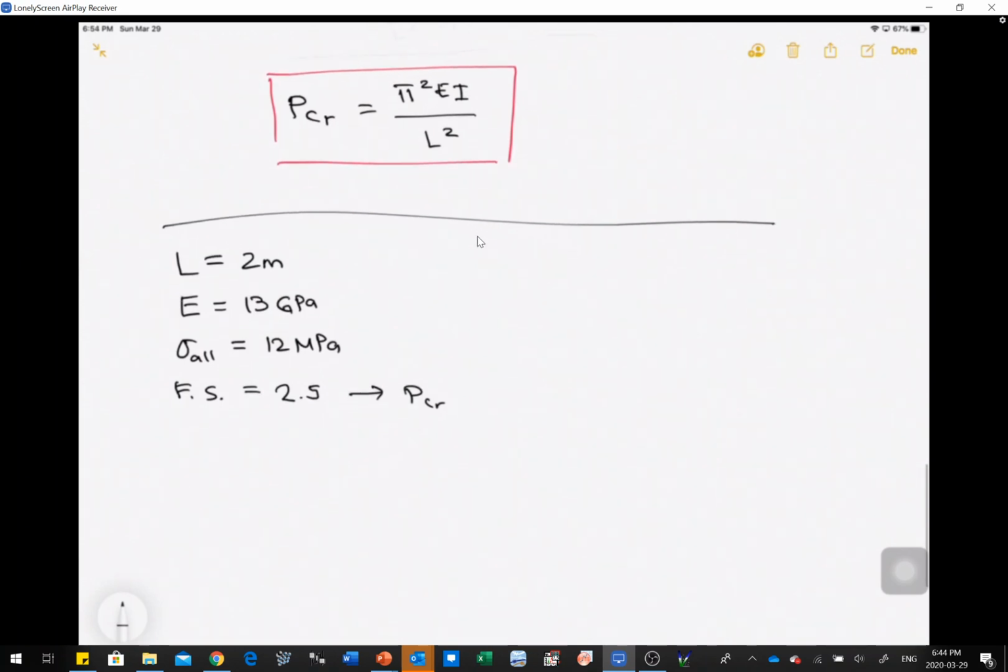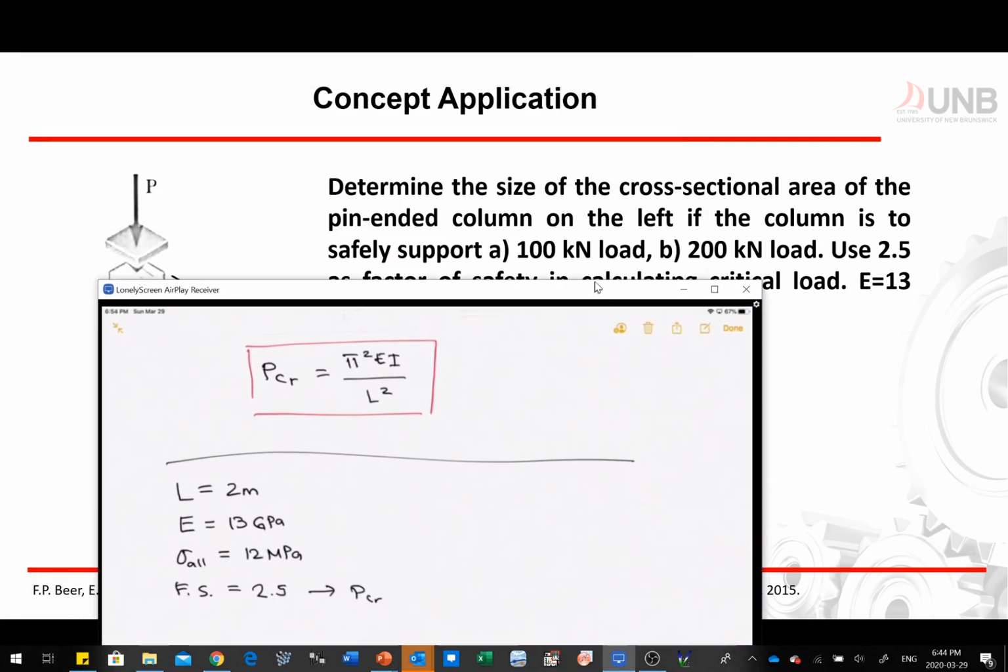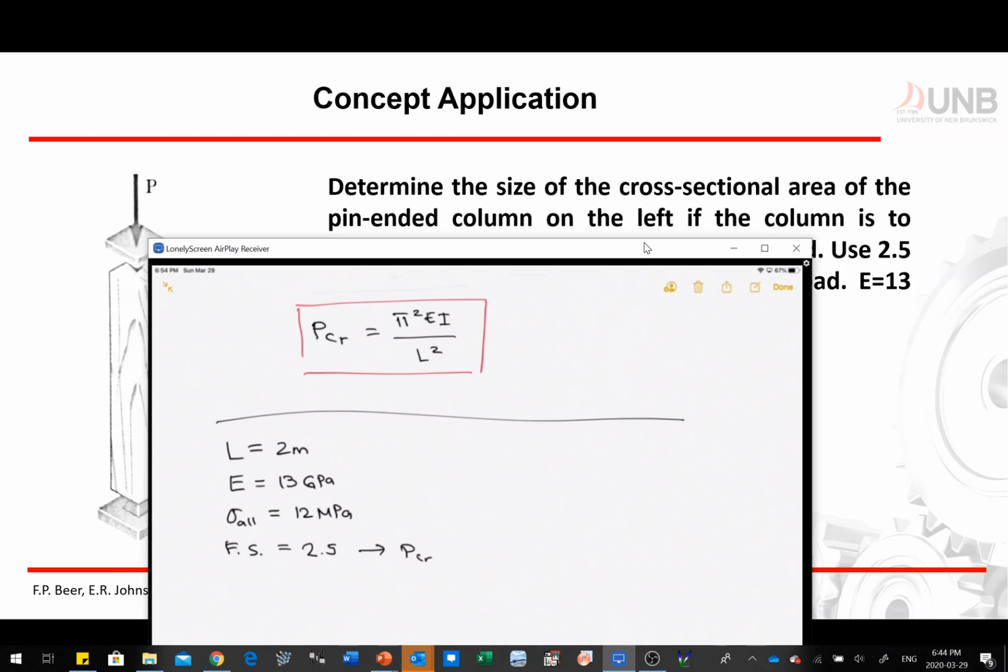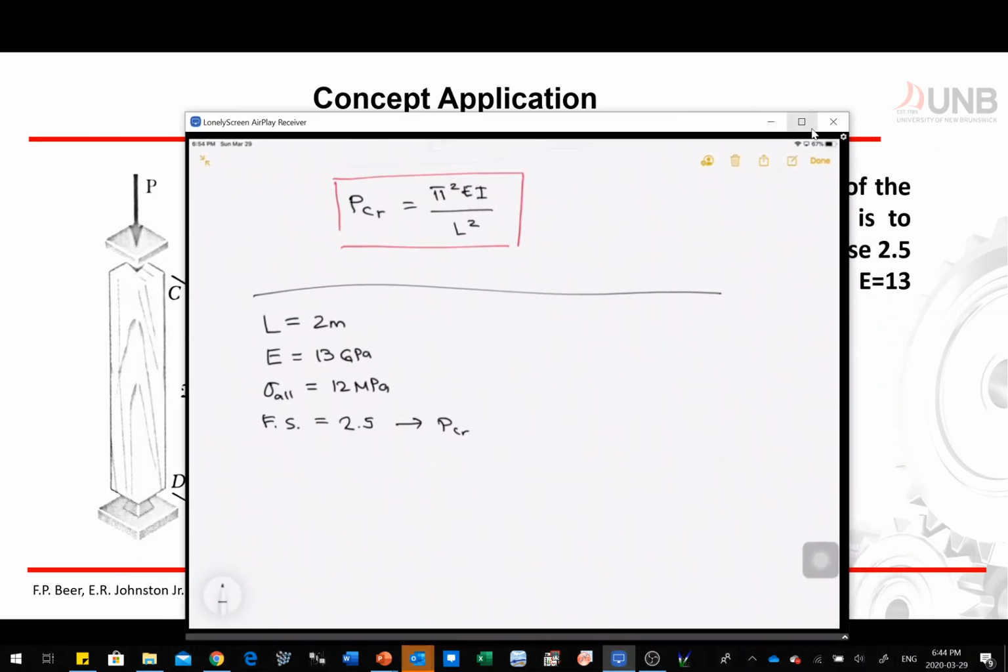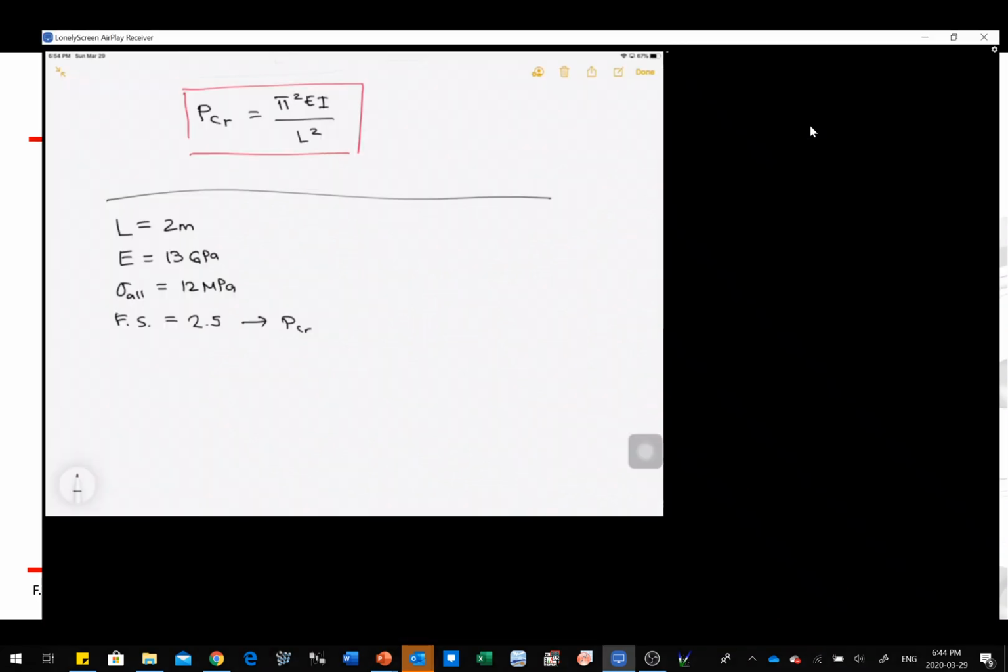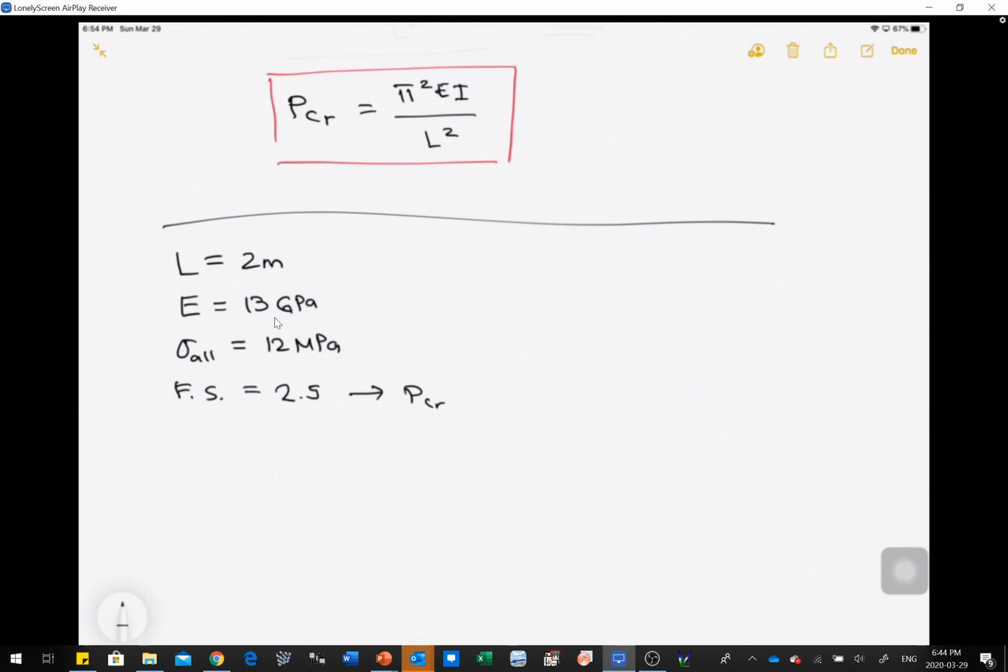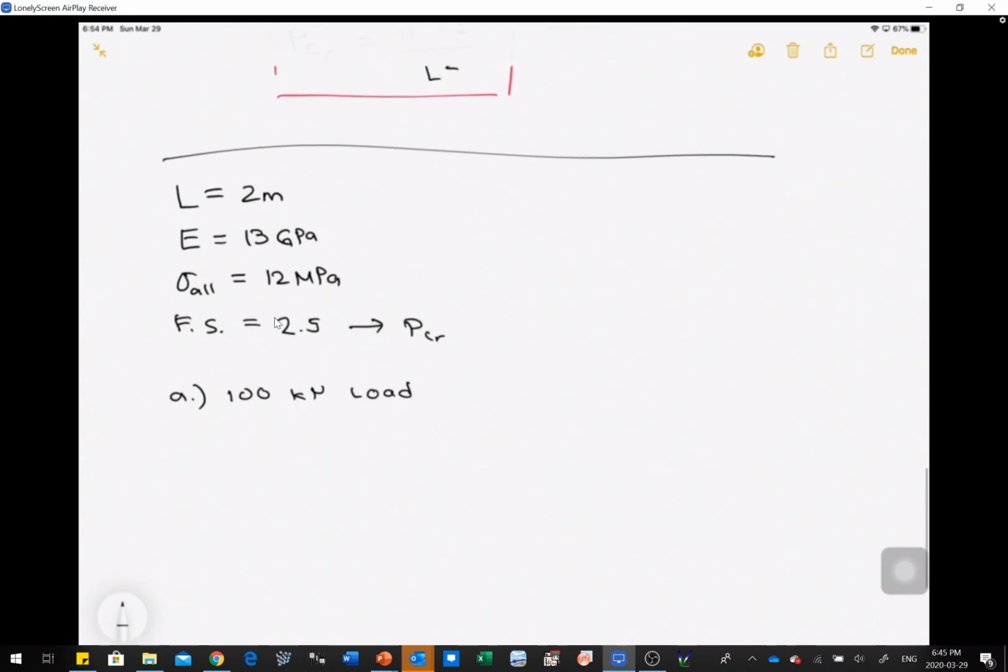Now, if we go back to the question, determine the size of the cross-sectional area of the pin-ended column on the left. So our objective is to determine a dimension of that specific column. Now we have those equations. For letter A, the condition is, let's say we have 100 kilonewton load. With a factor of safety of 2.5, our PCR, initially 100 kilonewtons, that's our description. However, we have to multiply this by our factor of safety which is 2.5. We are going to end up with 250 kilonewtons.